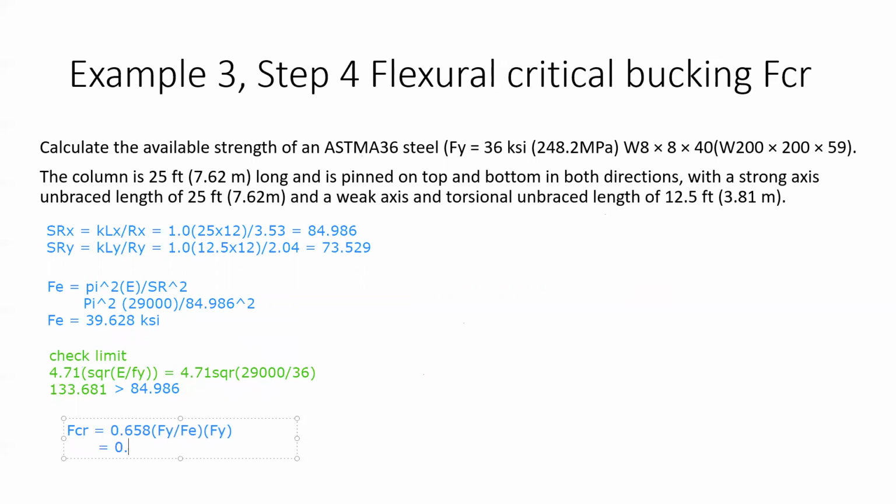So this is now 0.658. Our Fy is given at 36. Our Fe, which we solved earlier, is 39.628. Divide, and then multiply again by Fy, so that is now times 36. So what is the value of FCR? 21.535.